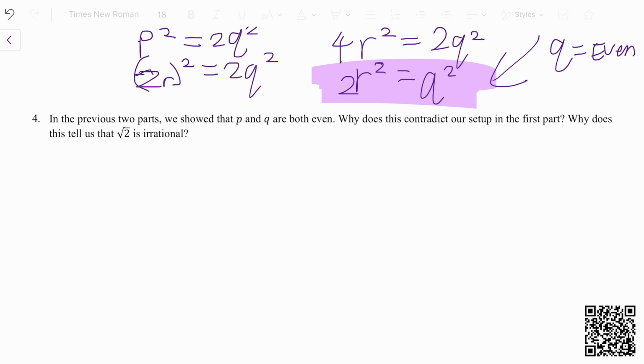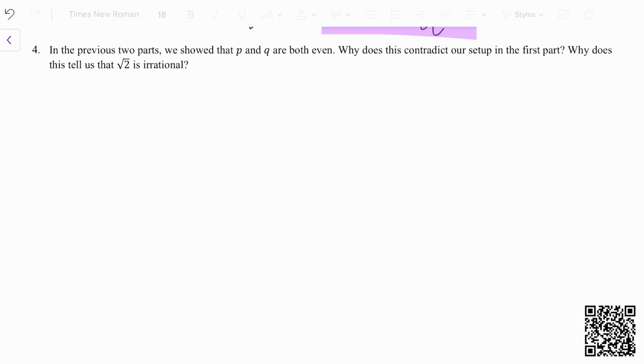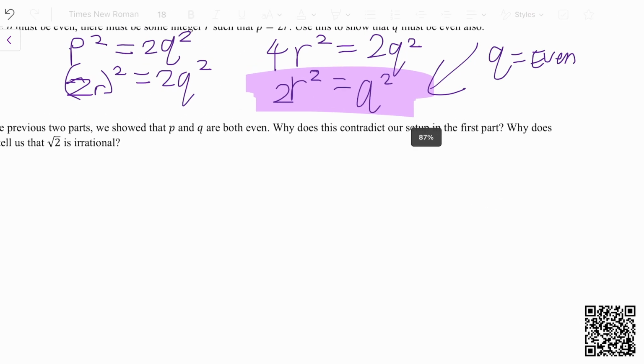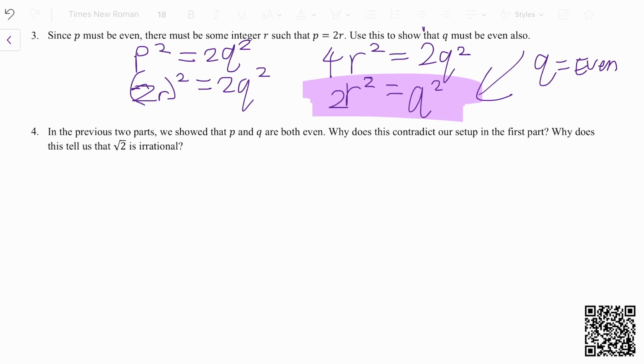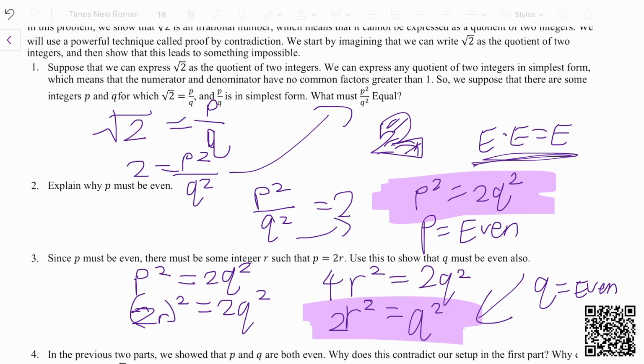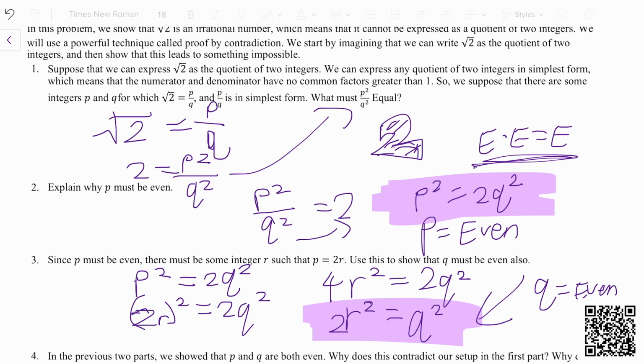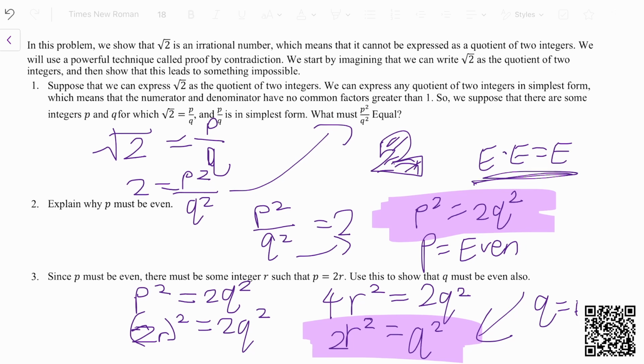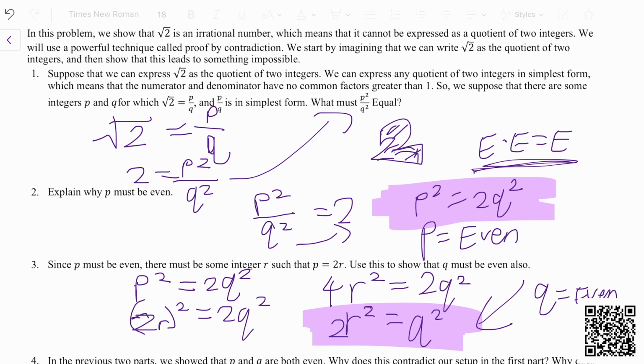So now that we've proved all of this, why are we proving all of this? In the previous 2 parts, we showed that p and q are both even. Why does this contradict our setup in the first part? Why does this tell us that the square root of 2 is irrational? So, if p and q are both even, that means that they share the factor of 2. But if p over q is in simplest form, however, a simplest form means that they have no other factors besides 1.